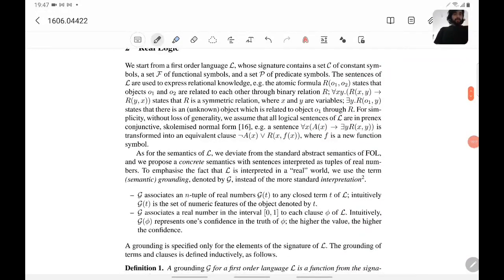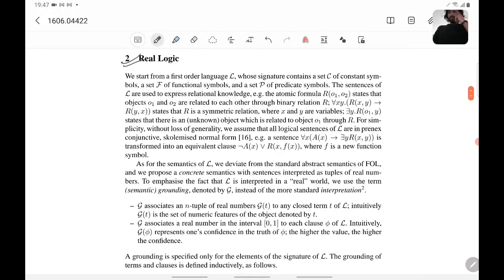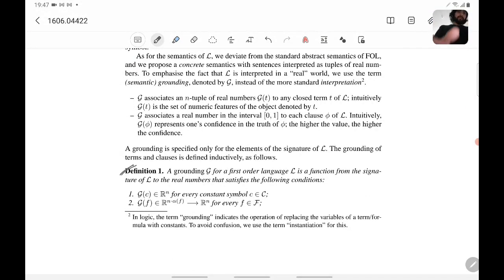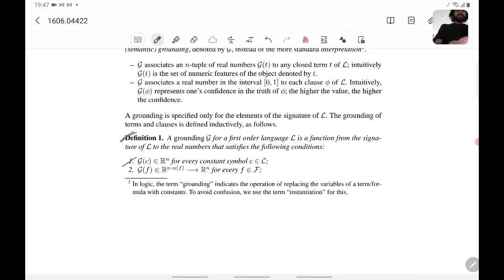Next is the real logic which they introduce, and real logic is basically derived from first order logic. They start with first order logic and have a bunch of constants and symbols, and the idea is they have a grounding for each of these constants. Going over it quickly, a grounding G for a first order language L is a function from the signature of L to the real numbers that satisfies the following conditions. G of C, if C is a constant, is represented by an n-vector. So let's say if C is tiger and n is 3, then it's represented as 1 0 1, or anything else, 2 3 5 or whatever.